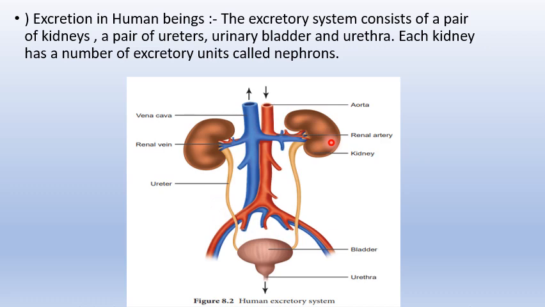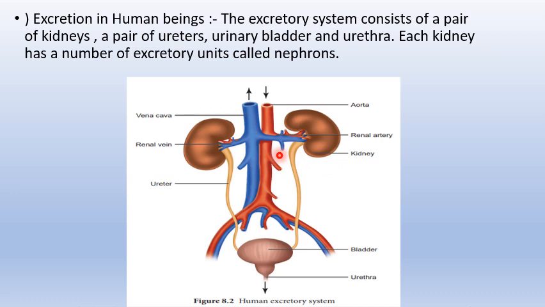Now let us try to understand the function of each part. First, let us try to understand the kidney. These are bean shaped, as I already told you. Where is it located? It is located on either side of the backbone and is protected by the ribs and muscles of the back. That is the place where it is located.